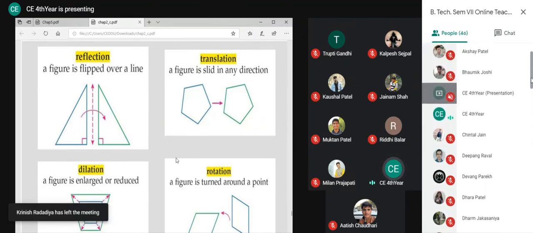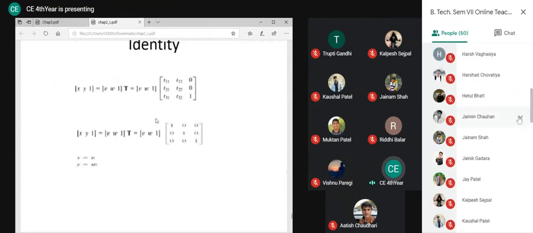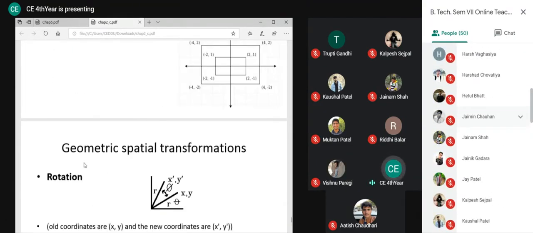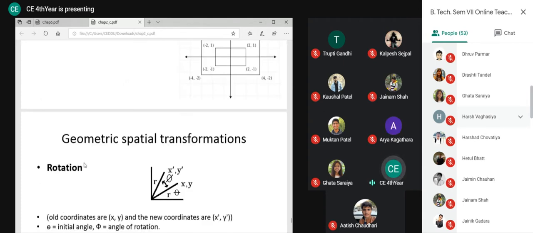Today we'll start with geometric operations on images, geometric spatial operations. Spatial means in the spatial domain, not in the frequency or any other domain. So basically, we are going to apply geometric transformations.